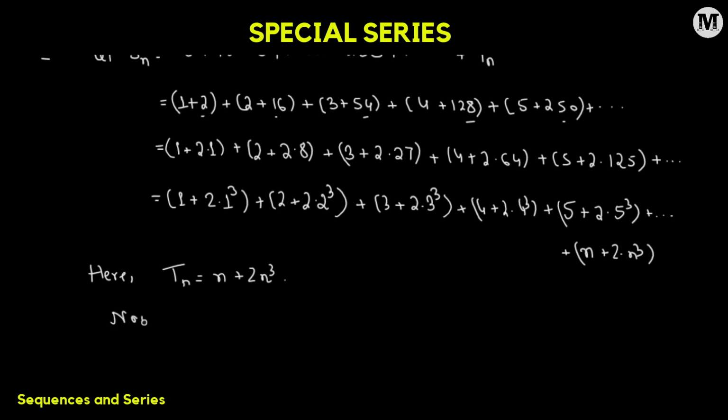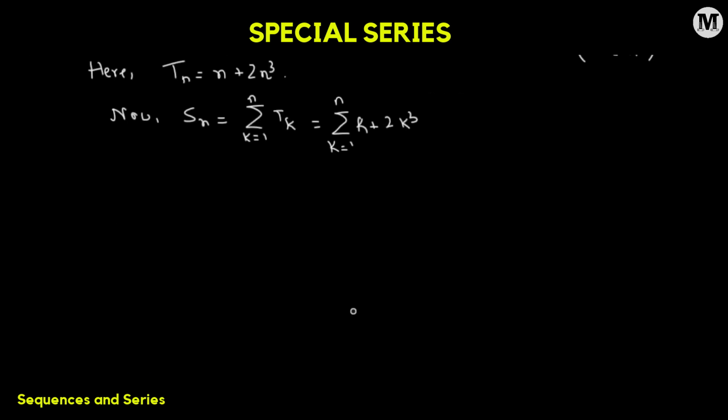So now the sum up to n terms of the series is simply defined as the summation of the nth term of the series. But what we'll do, we'll change the index from n to k, because we're summing over k, so k runs from 1 to n. In other words, what we need to do is find the summation of k plus 2k cubed, where k runs from 1 to n. Okay, now let's try to find the sum.